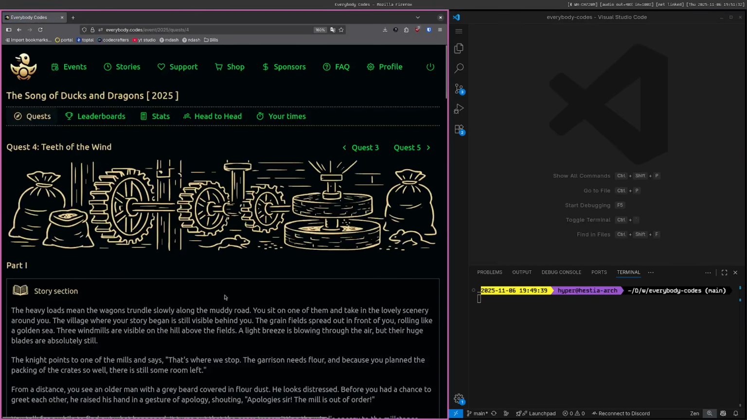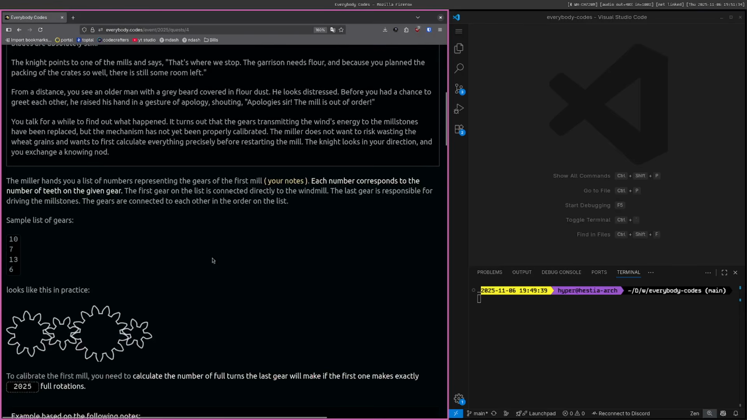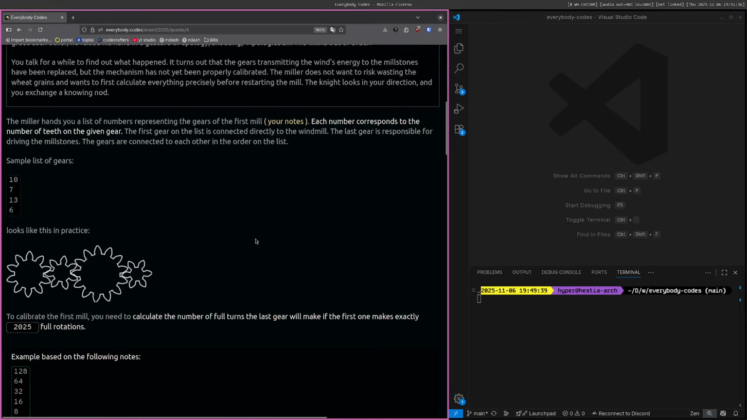Today we have a pretty interesting problem. It's not too difficult to implement actually, but it's still interesting to think about. So today we have a bunch of gears that we're working with, and for the first part we're given a list of gears that are all put together in sequence, and the number of teeth is given to us per gear line by line like this. They have an animated example for us, which is pretty cool.